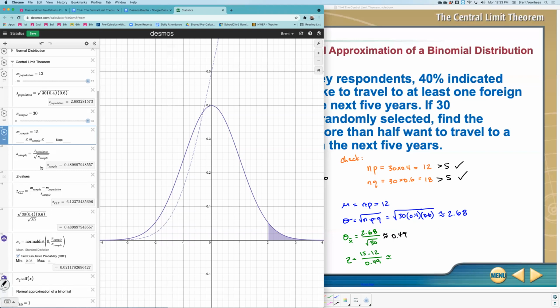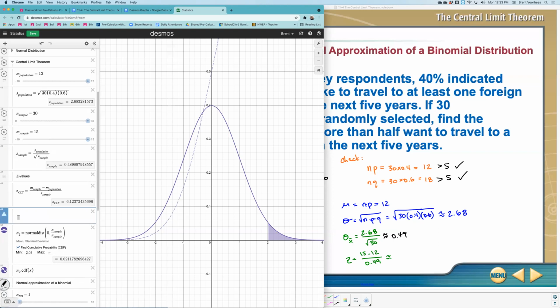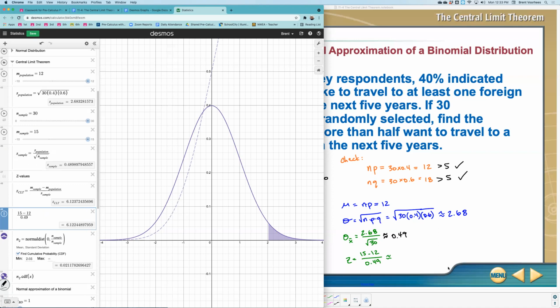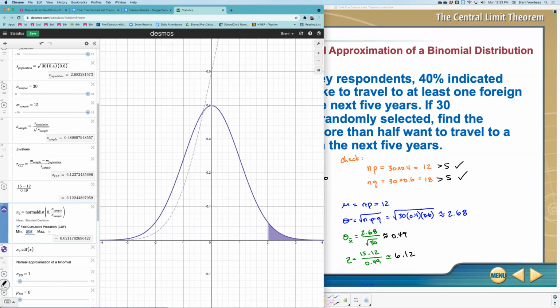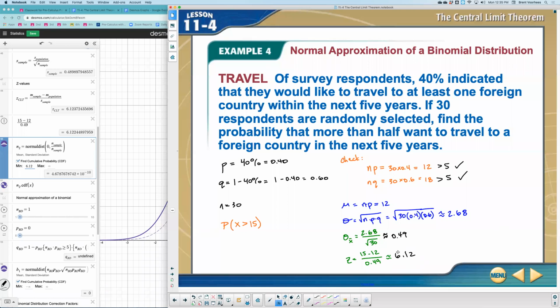Let's check here. Our calculations, 15 minus 12 divided by 0.49, it is roughly 6.12. Now that we know that, we want to know what's the probability. It's going to be a very limited probability here. We're finding the probability that it's greater than 6.12. That is an extremely small number, which is basically 0. And that might be our hint that something's wrong here. Why is it basically 0?